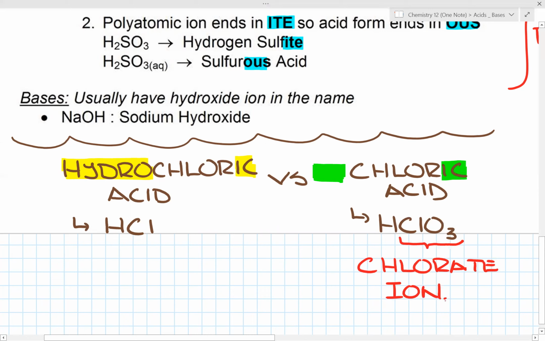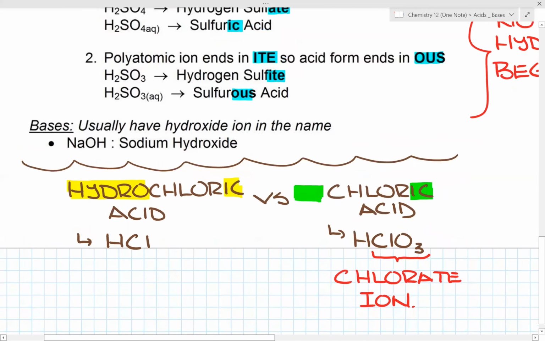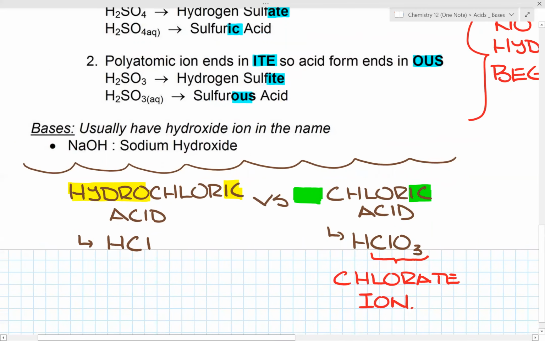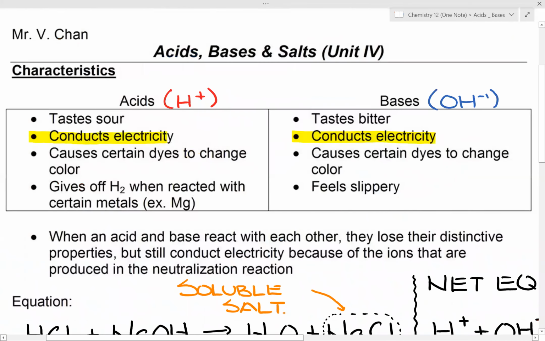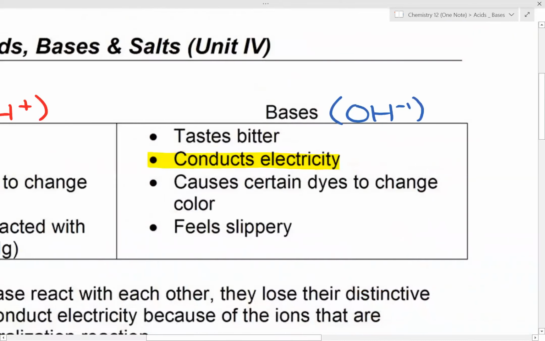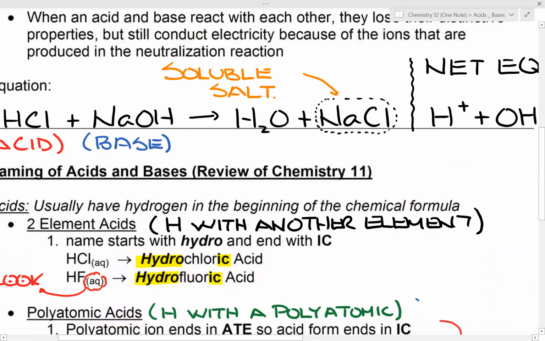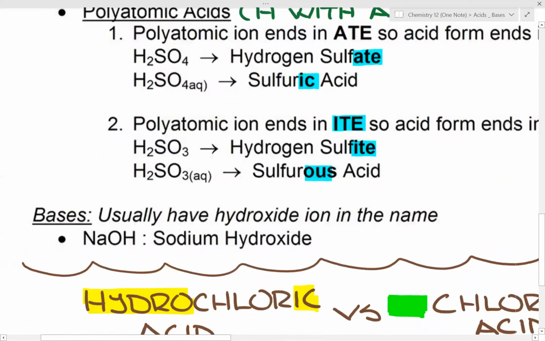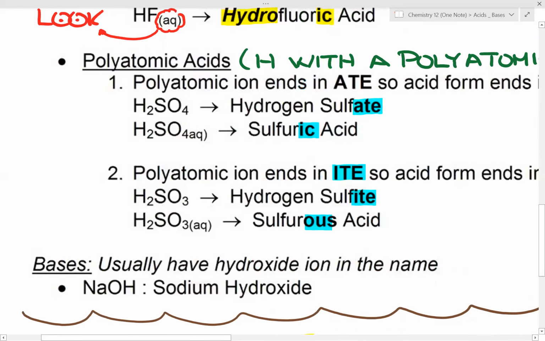Okay. And bases is just hydroxide in the name. Now, why is it always like NaOH or KOH? It's because OH is a negative ion, and remember in chemical naming, the positive ions are generally written first and the negative ions are written second. So when we talk about bases, we don't have to worry about whether it's ic or ite or whatever. It's just straight naming. Now, most of this should be reviewed, all right? And so that's why I've gone through it a little bit quickly.